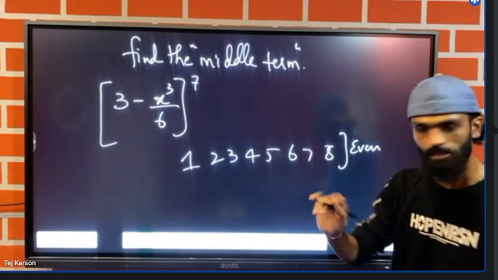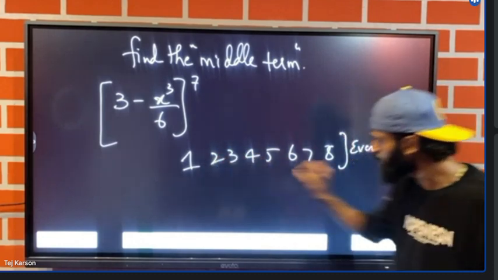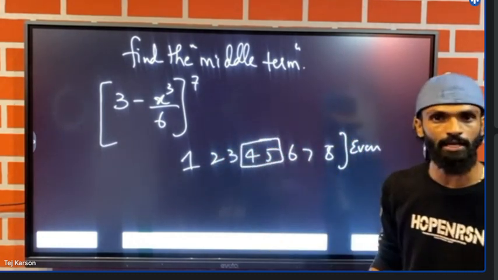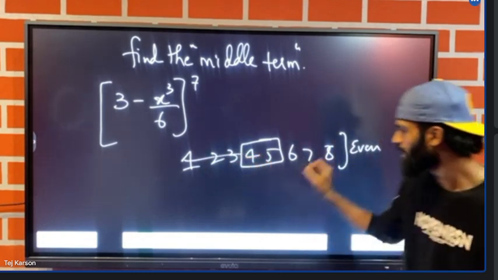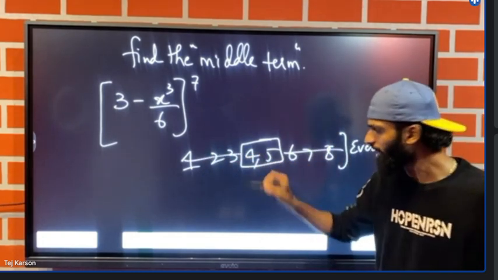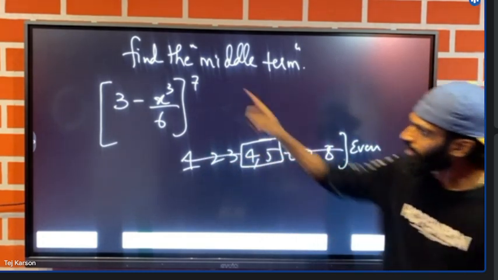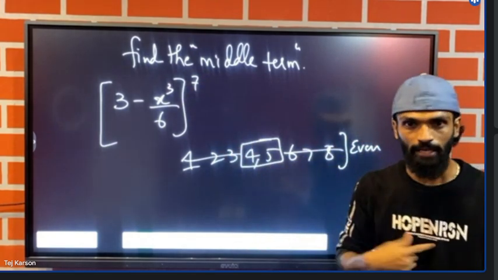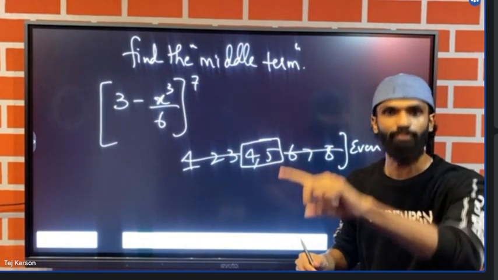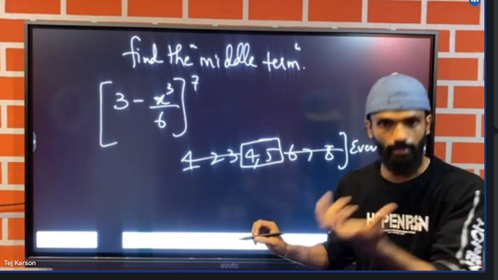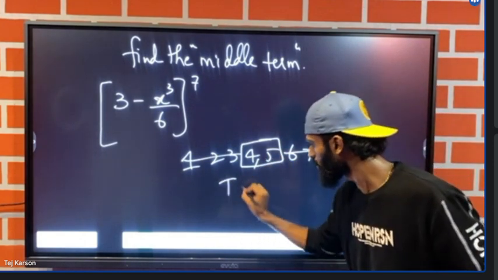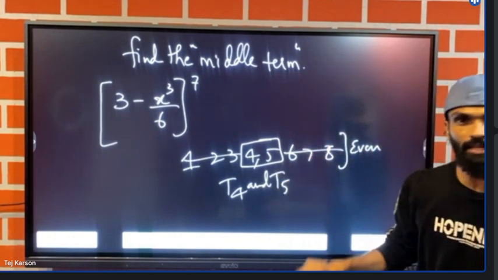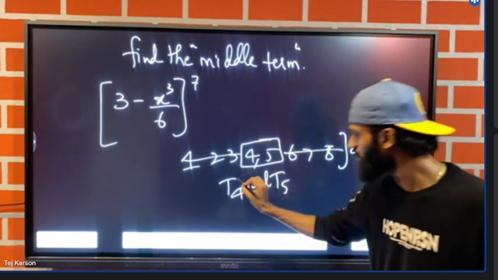How do you know this? Listen, focus on this properly. I have 8 parts. Out of 8 parts, don't you think both 4 and 5 are the middle terms? Because 1, 2, 3 on one side, 6, 7, 8 on the other side, 4 and 5 are the middle terms in this question. Now, instead of saying 4 and 5, I'll say 4th term and 5th term. How do I represent the 4th term in binomial theorem? T4 and T5. So in this question, there are 2 middle terms, namely T4 and T5.